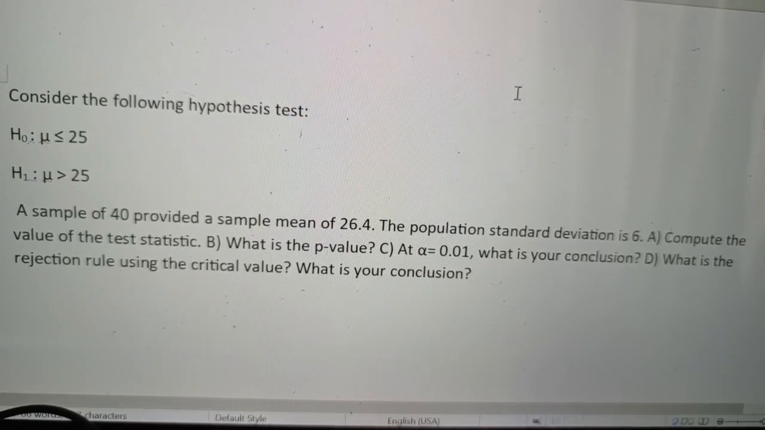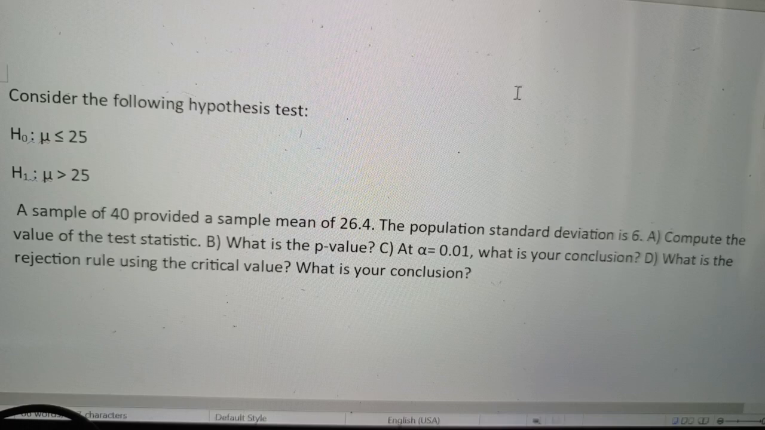A sample of 40 provided a sample mean of 26.4. The population standard deviation is 6. The first question is to compute the value of the test statistic. The second question is: what is the p-value? The p-value is just the same as the probability value.